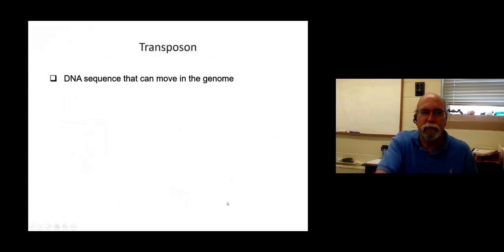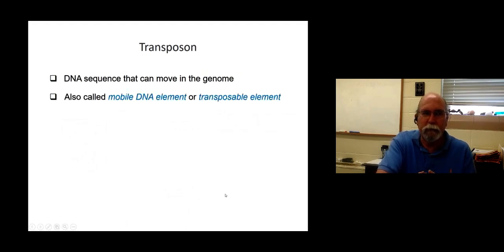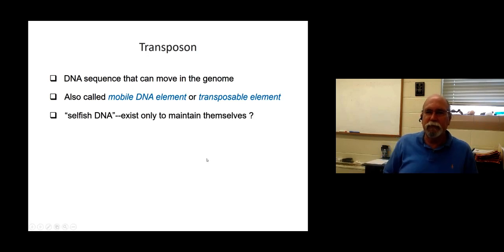Okay, so what is a transposon or a transposable element? Well, it's a piece of DNA that can move around. They're called mobile DNA elements or transposable elements. They've been linked to some interesting theory. One is called selfish gene theory, or selfish DNA theory in this case.